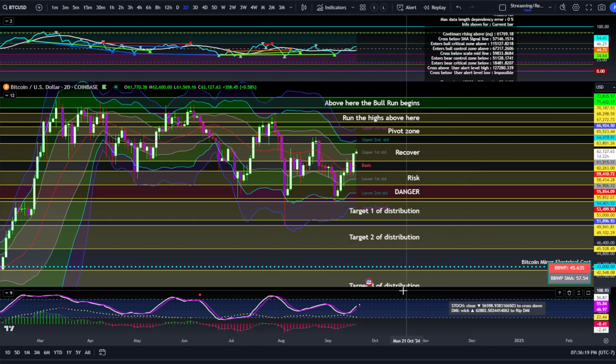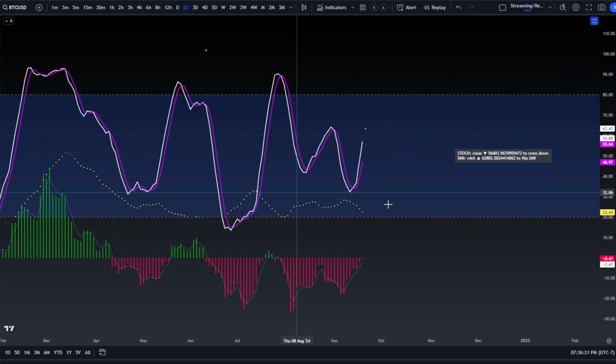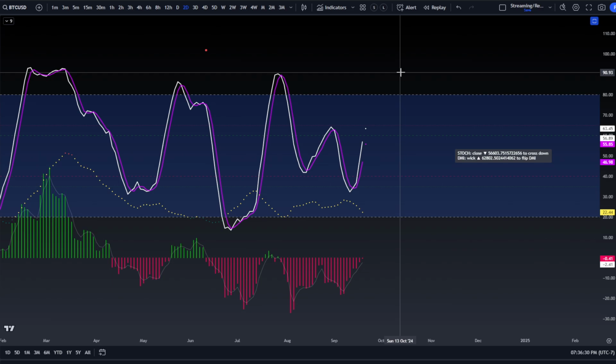So it's one of the things that I wanted to point out. I don't often take a look at the 2-day, but we have a new 2-day candle in play here coming into Friday. So 56,600. So, 56,600 is going to be the pivot for the 2-day.